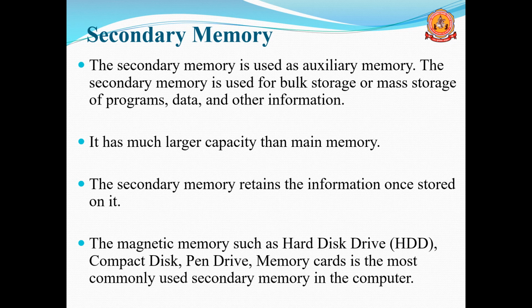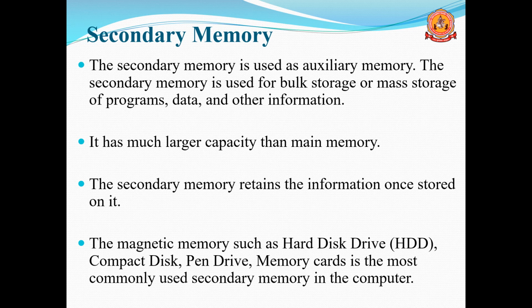The secondary memory retains information once stored. When you store particular data on the secondary memory, that will be permanent. When power goes off also, the data you stored in secondary storage will be permanent, or we can say that it is non-volatile. Secondary memory is non-volatile. The magnetic memory such as hard disk drive, HDD, compact disk, pen drive, then memory cards are most commonly used secondary storage in a computer.